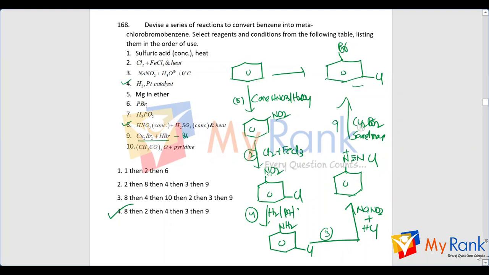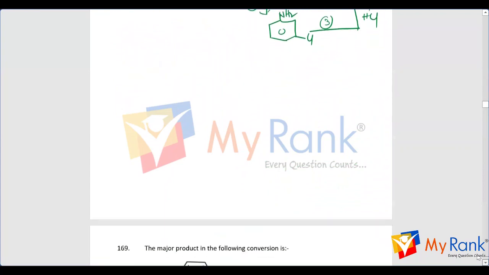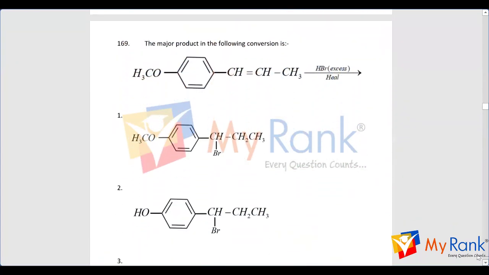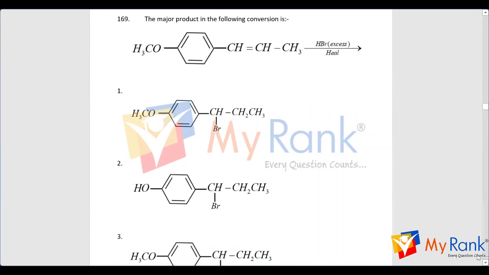And the next one is question number 169. The major product of the following conversion: here an OCH3 group is there and here an alkene is there and excess bromine is taken. The bromine can attack on the unsaturated carbons. Bromine can attack at the ethereal carbon or ethereal oxygen also. But here O minus is there. Therefore, O minus can combine with H plus.